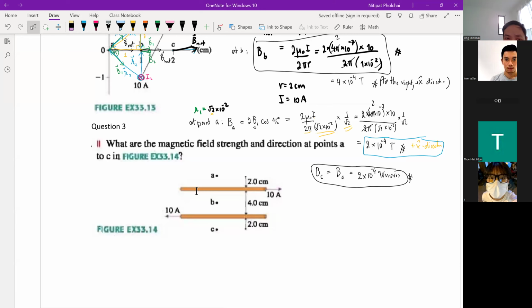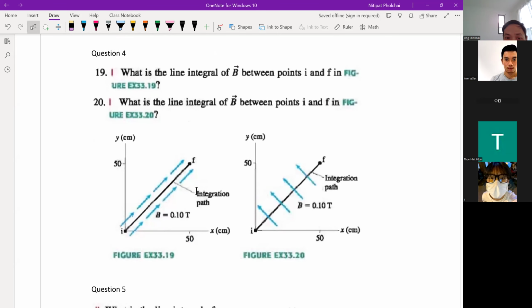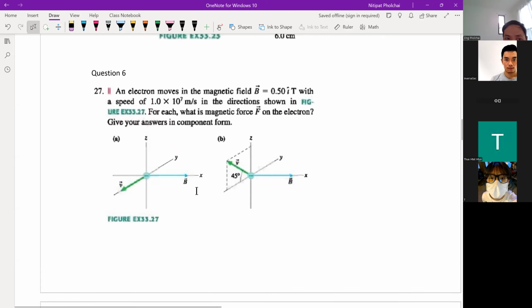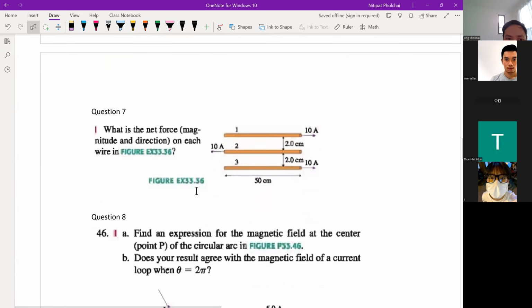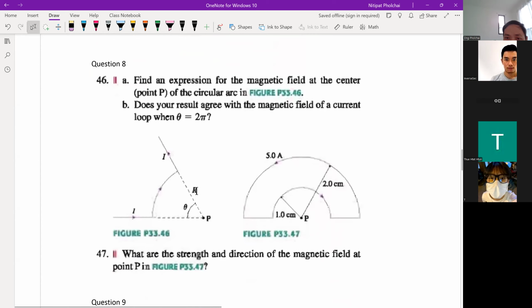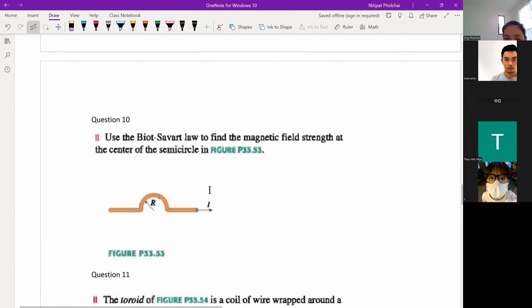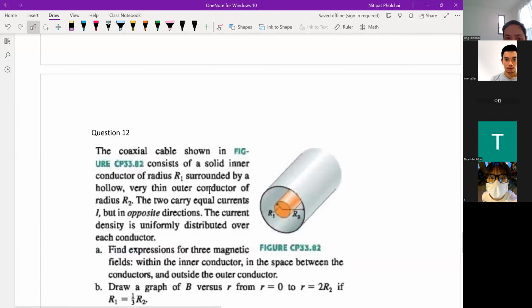Please try other questions on this problem set. Number 4 is about the line integral of B along a path. Number 6 is about the force on a moving charge due to a magnetic field. Number 7 is about the net force on each wire, and the field when you involve a combination of line and circular arc. Same as 9, and so on. Number 11 is about a toroid, to find the field inside the toroid. You're going to use some kind of Ampere's law.